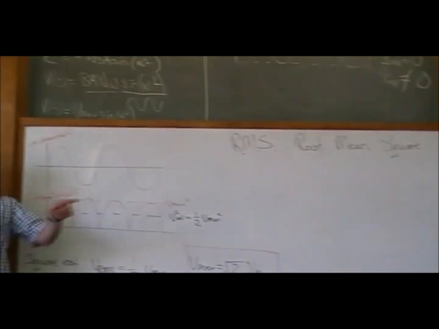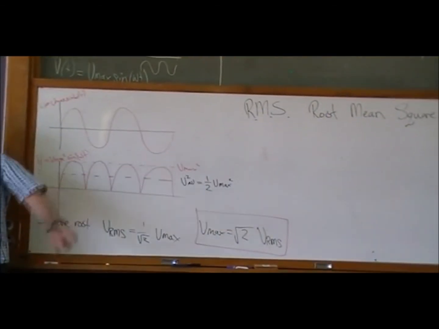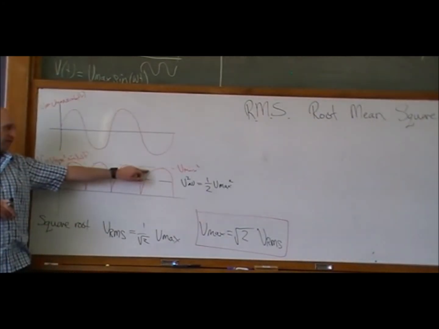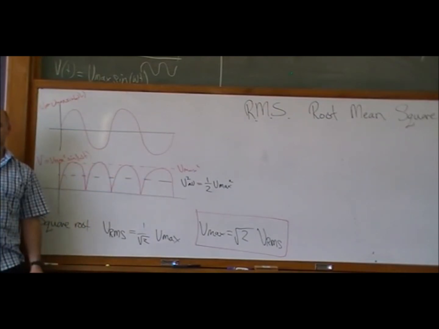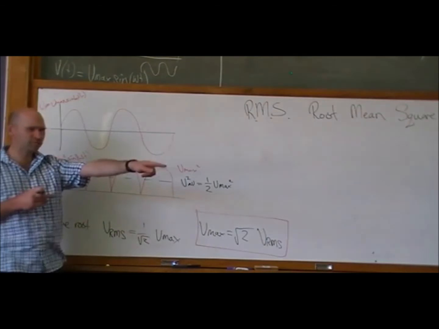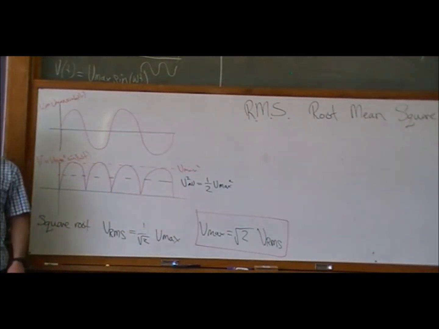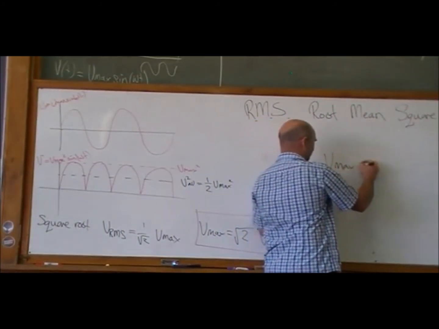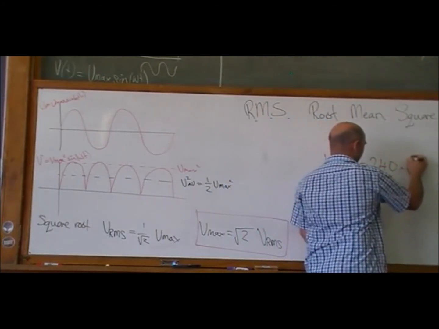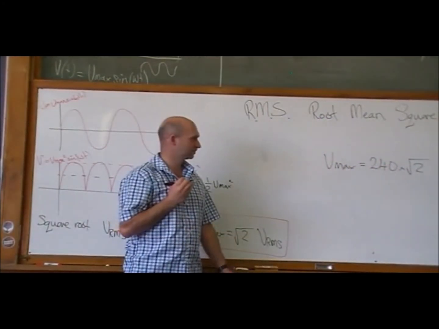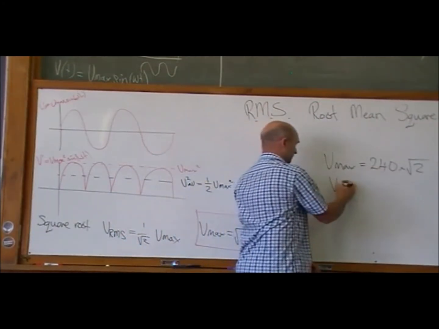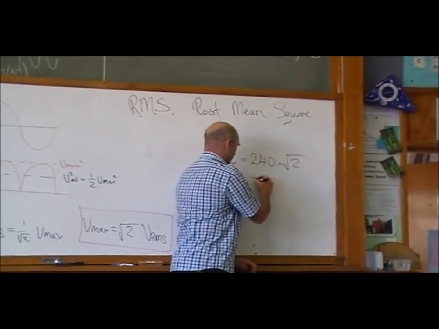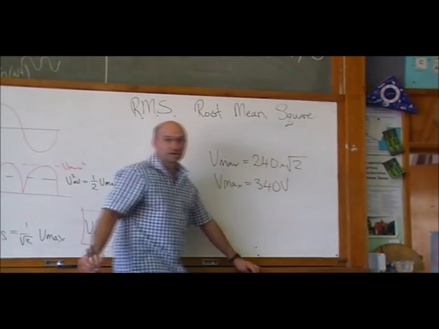So when you plug in to the wall and it says 240 volts, that's not the top of the wiggle and the bottom of the wiggle. That's the root mean square value. If you plug in 240 volts in New Zealand, how big's the wiggle? 240 times 1.4 is 339.41, so 340 volts.